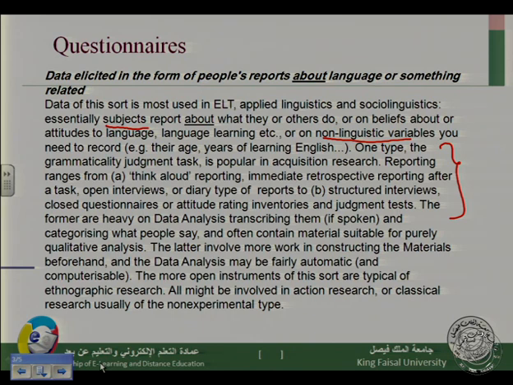Think aloud reporting. We talked about this earlier. When you ask your students to think aloud while they are doing a task, for example, a task of vocabulary items, students start to think aloud. Well, I am thinking about the suitable word here, or what is the correct answer? Is it A, B, or no?